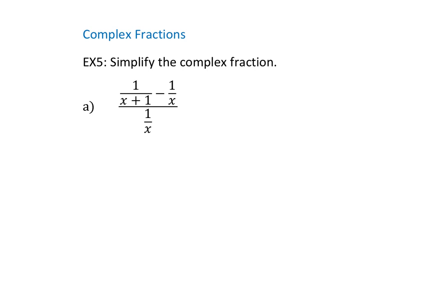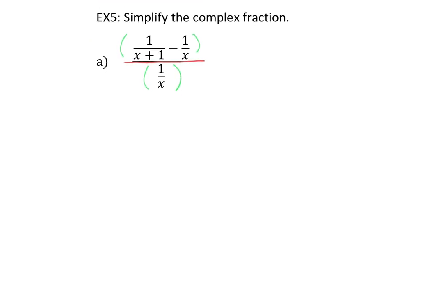Now, if we look at this first complex fraction in part A, the fraction bar that separates the top from the bottom is division. So remember, fraction bars always mean divide. So this says divide the top by the bottom. So one thing you could do is rewrite this as 1 over x plus 1 minus 1 over x, divided by 1 over x.